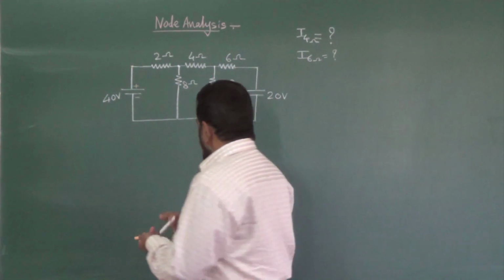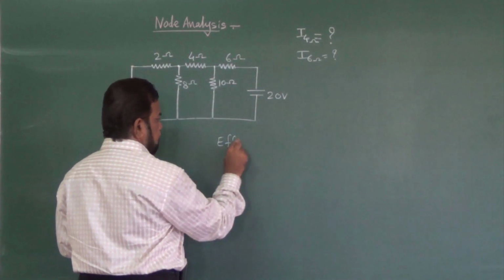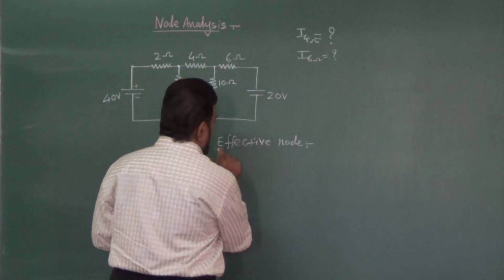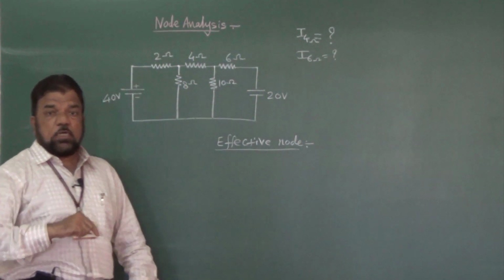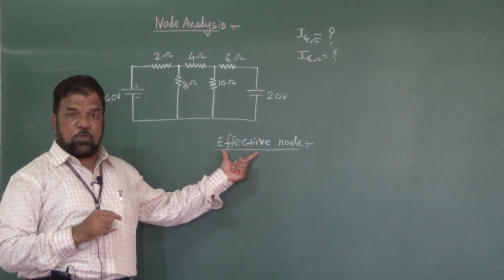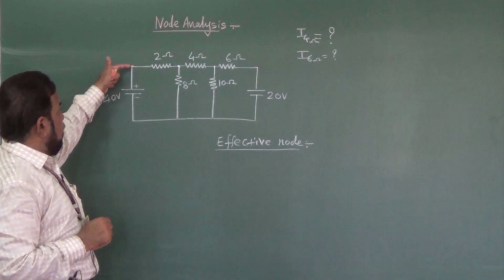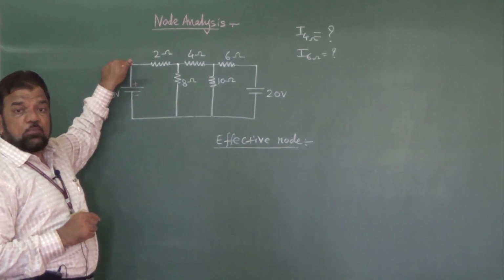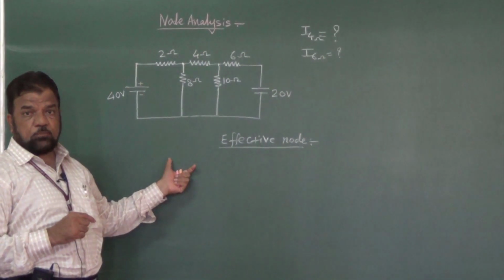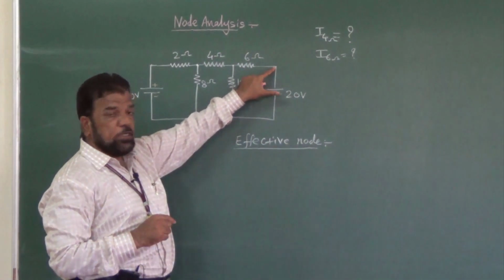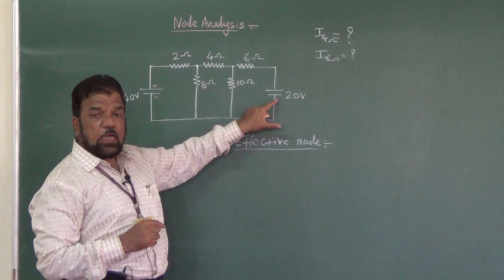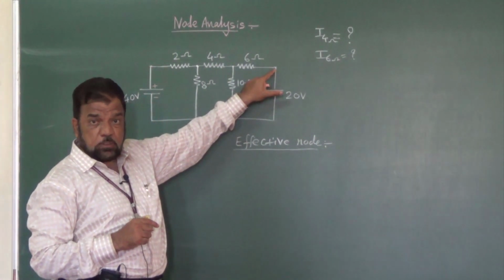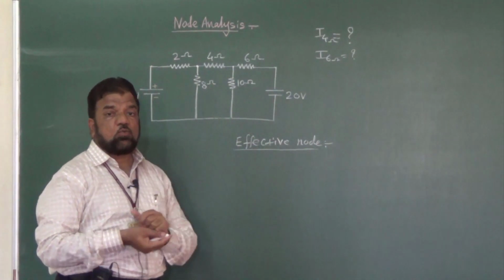So we have to define the term effective node. The node at which a potential is unknown, I can call that an effective node. Here the potential is already known, 40 volt potential is known. So that's why I will not treat this as a node in my analysis. Similarly, this is the point which is common to 6 ohm and 20 volt. So this is not an effective node, since the potential at this node is 20 volt.